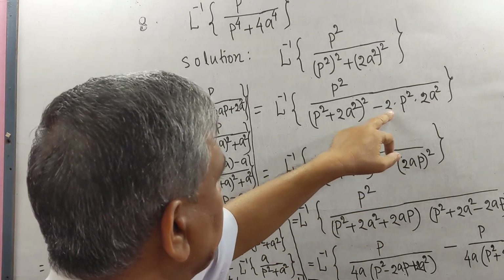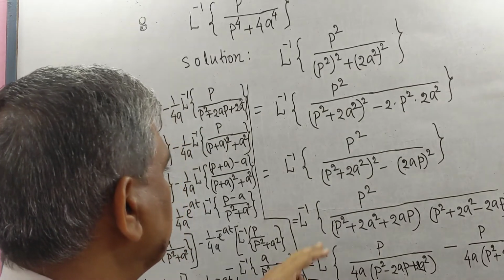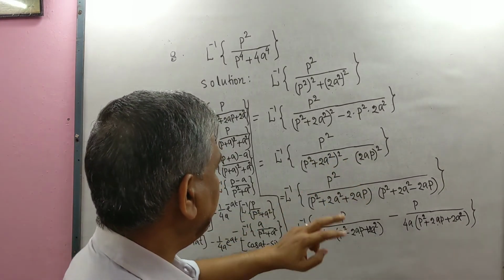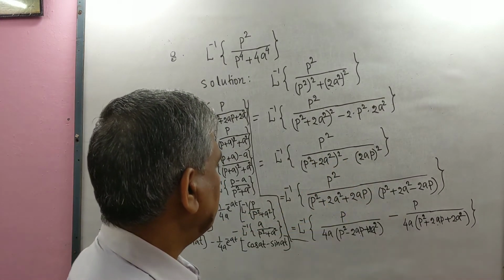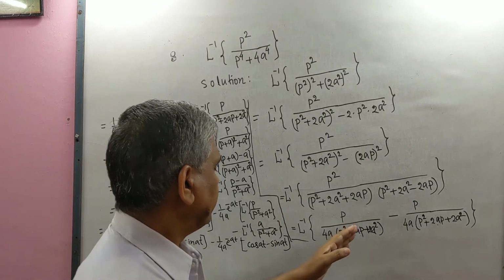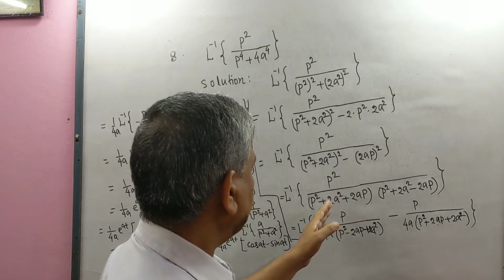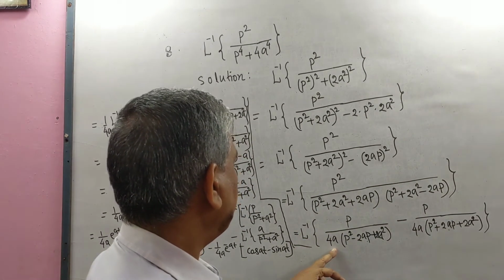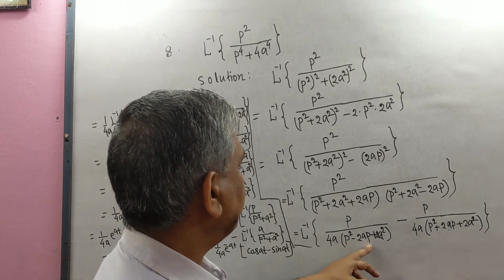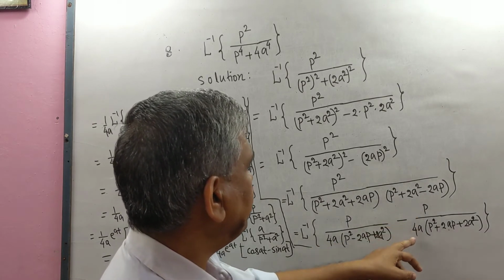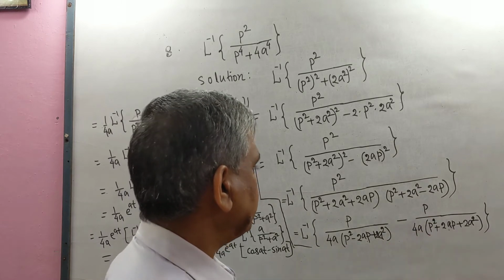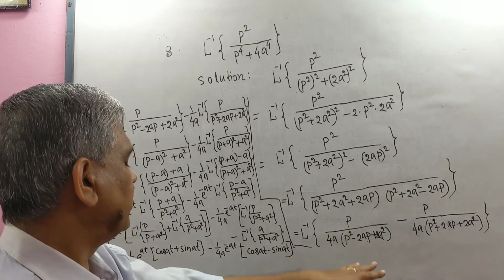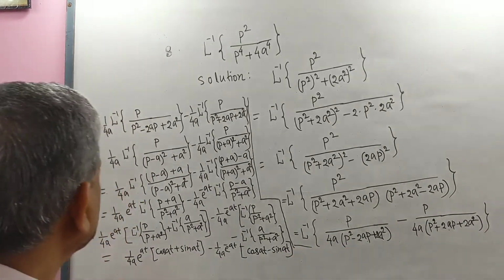This is 2ap whole square. So here, a square minus b square formula: a plus b, a minus b. Here we arrange it in a partial fraction: L inverse of p by 4a, p square minus 2ap plus 2a square, minus p by 4a, p square plus 2ap plus 2a square. We take separate inverse Laplace transformation here.